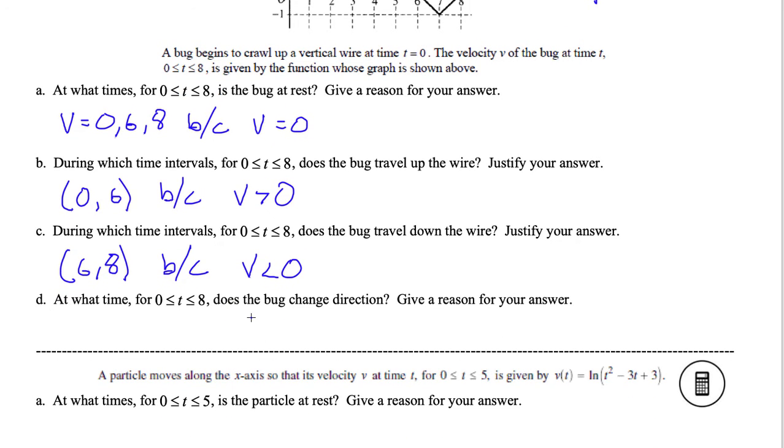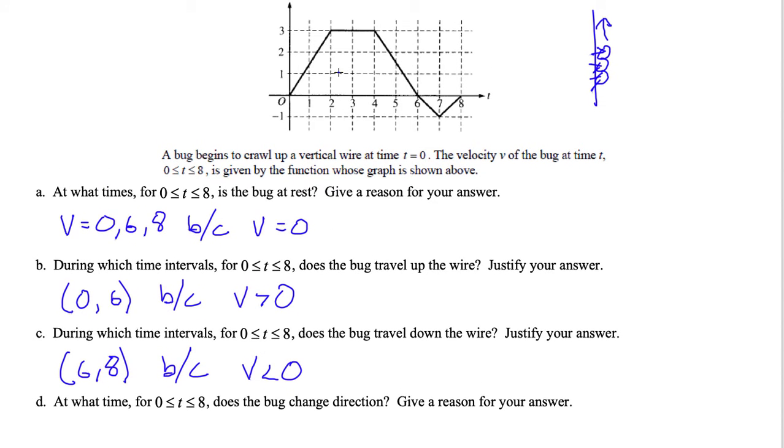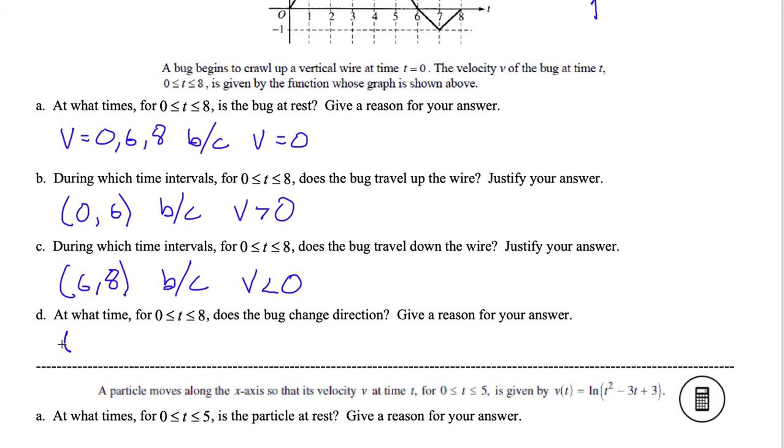Where does it change direction? Change direction, it has to go through the x-axis, so that doesn't count at 0. 6 counts, 8 does not count, so just here at 6. So at t is equal to 6. Why? Because v sign change. And done. Think about that as you just got 4 points on an AP free response question with those nice and easy answers.